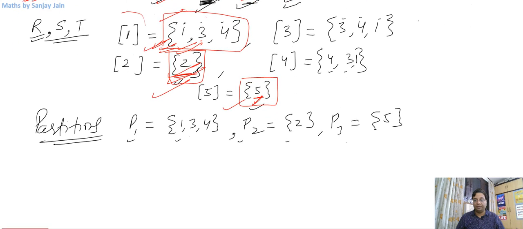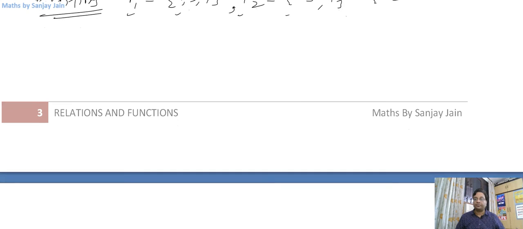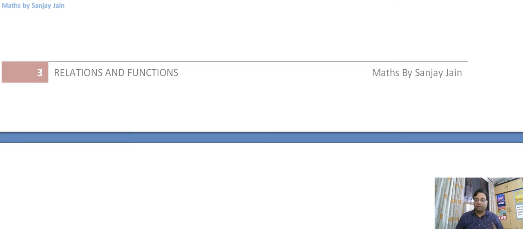I hope I've been able to explain equivalence class to you. Now let me take two examples that are left in this exercise, and then we will proceed to the exercise itself.